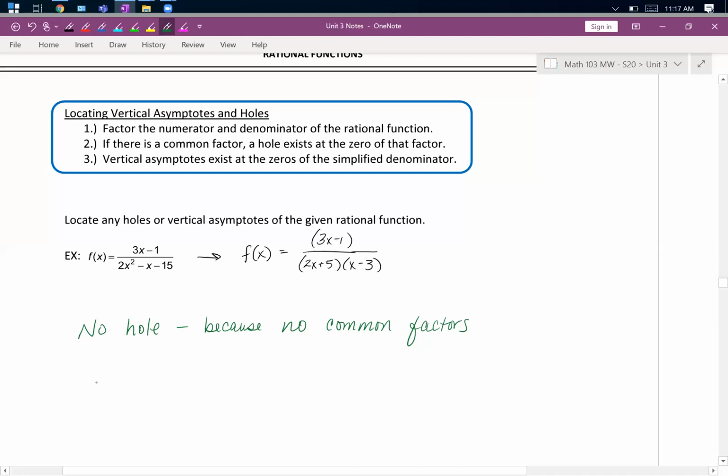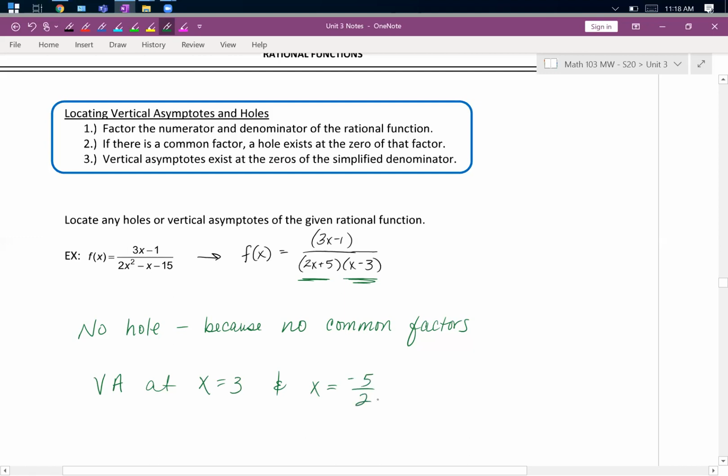Now we move on to the vertical asymptotes. Vertical asymptotes are located at the zeros of our simplified denominator. This didn't simplify, so we're just looking at the original one. What are the zeros from our denominator? One would be +3. One would be -5/2.